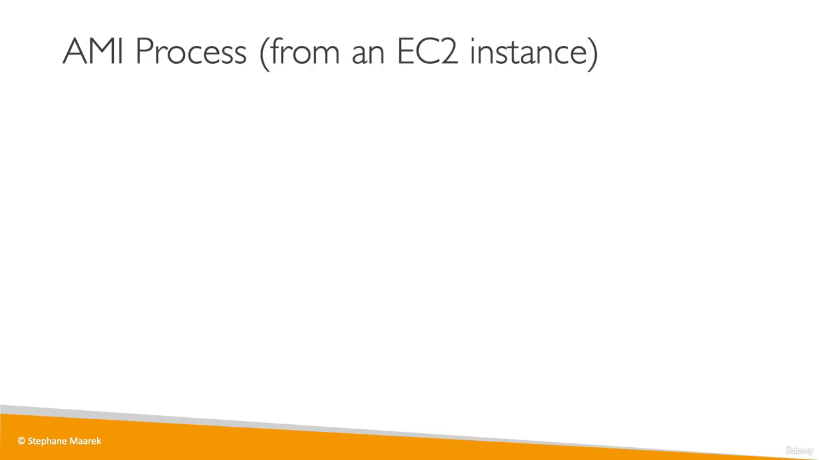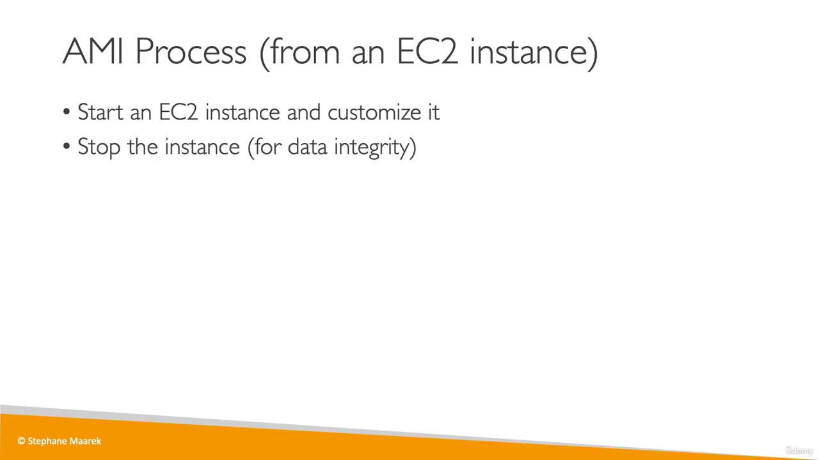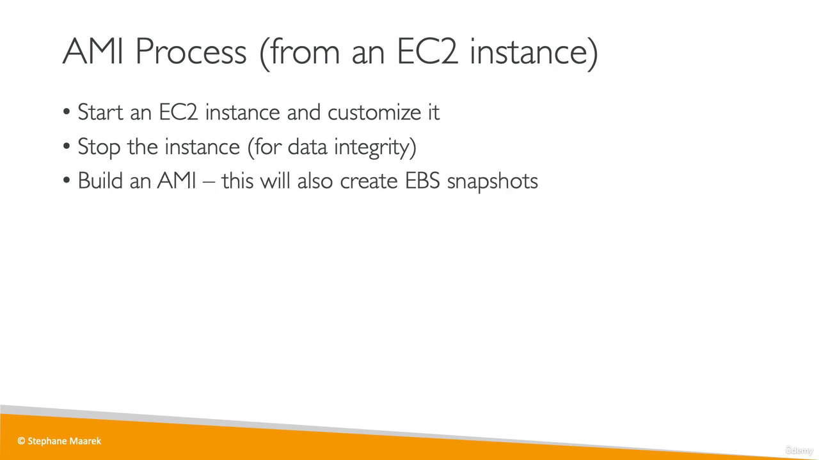Okay, so the AMI process from an EC2 instance, how does it work? Well, we'll start an EC2 instance and we'll customize it. Then we will stop the instance to make sure the data integrity is correct. Then we can build an AMI from it. This will also create EBS snapshots behind the scenes. And then finally, we can launch instances from other AMIs. So this is what we'll be doing in the demo in the next lecture.